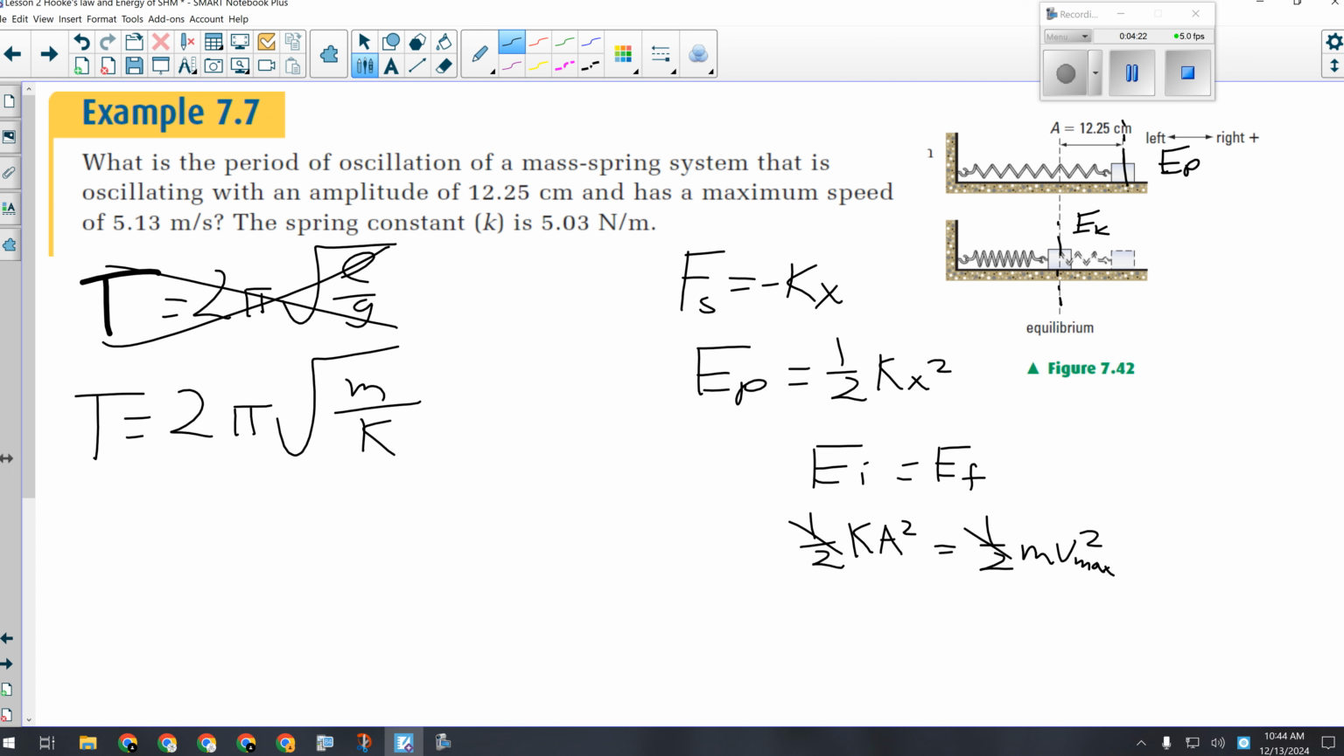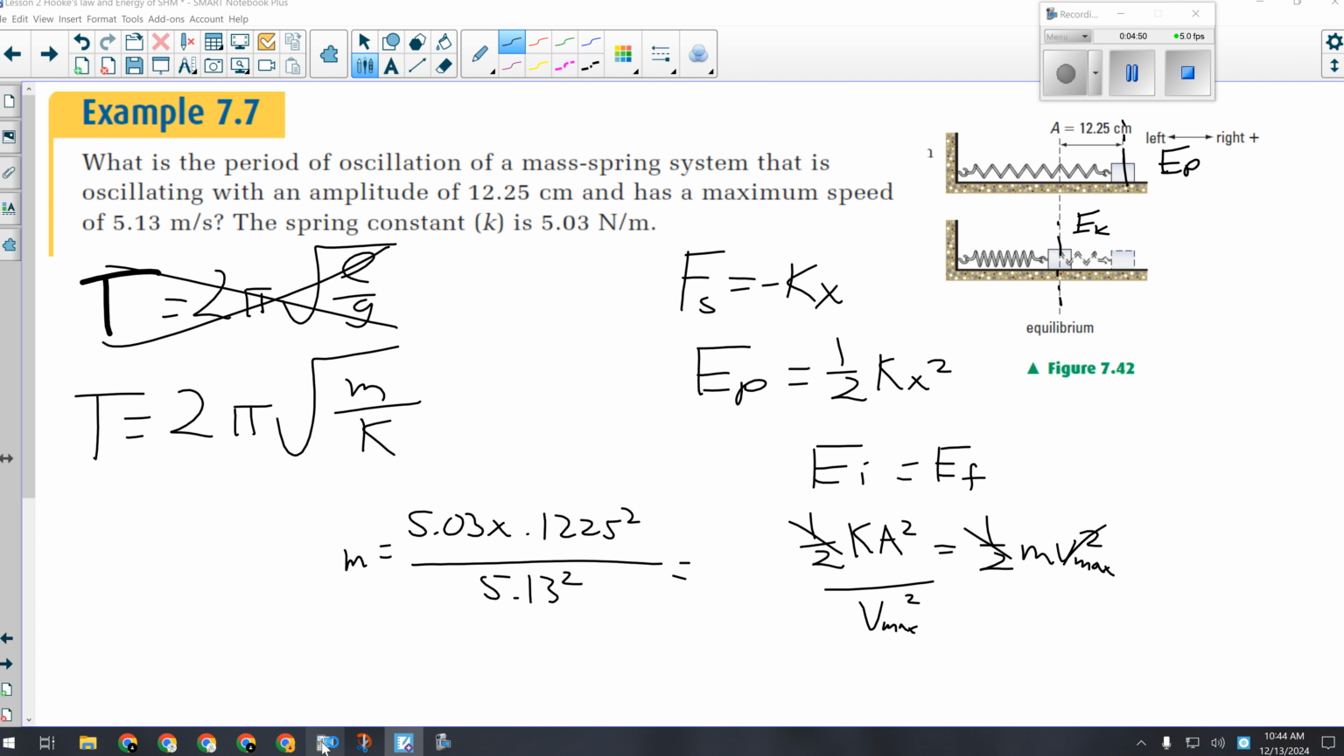So I'm going to cancel the halves, and I'm going to divide both sides by v max squared, and that will give me my mass. All right, so mass will be, the spring constant was 5.03, okay, times the amplitude, which was 0.1225 squared, divided by the maximum speed, which was 5.13 squared. All right, so that's going to give me the mass. Oh, I forgot to start my calculator. What does the mass come out to?